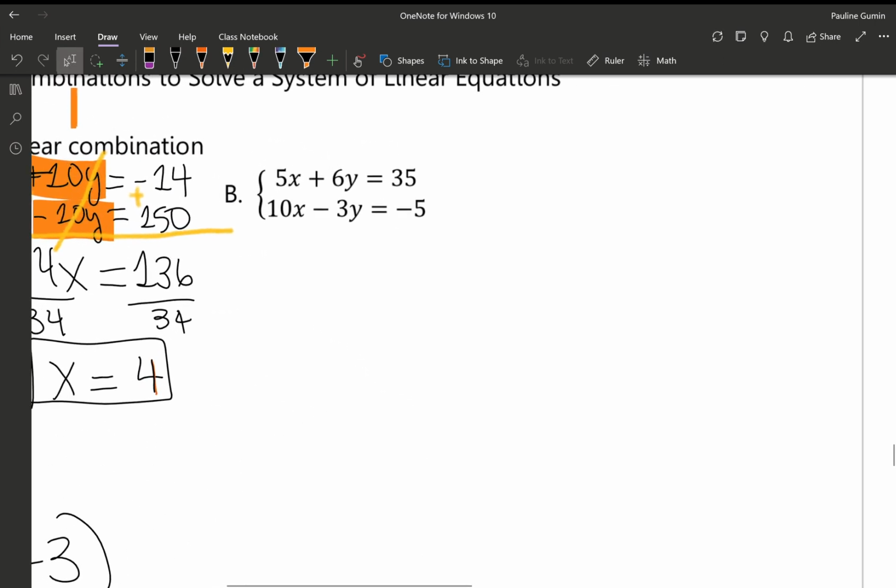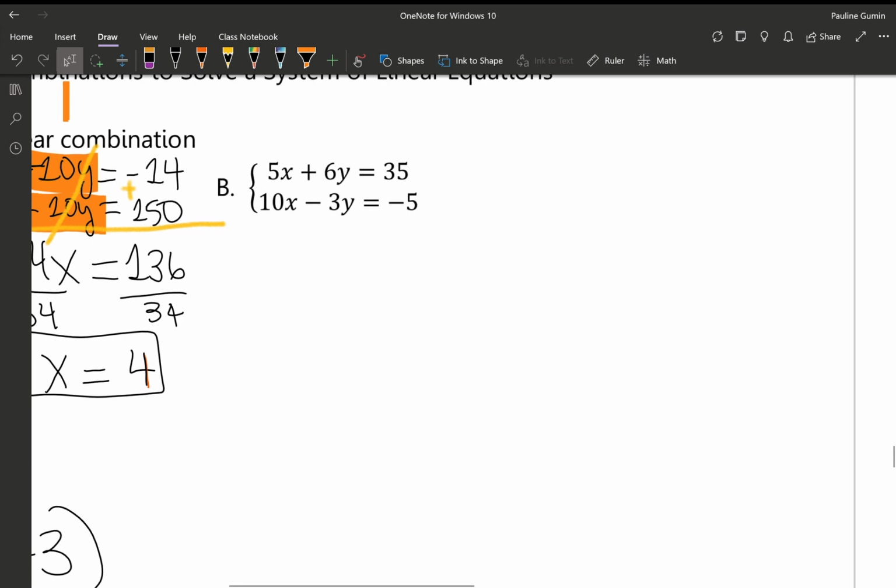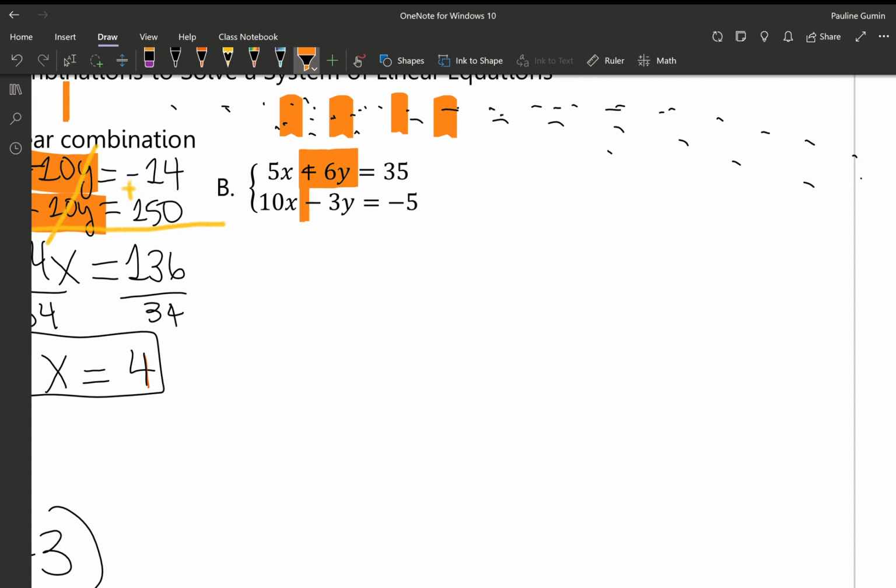So once again, I'm looking for opposites, and I notice almost opposites again. I notice them in the y's. Just waiting for my pen to turn into my highlighter so I don't draw over. Beautiful. All right, so let's try to get rid of our y's again. So the way we're going to do this is by multiplying the whole top equation by a 3, and the whole bottom equation we're going to multiply by 6, because we want them to match. We want them to be perfect opposites.